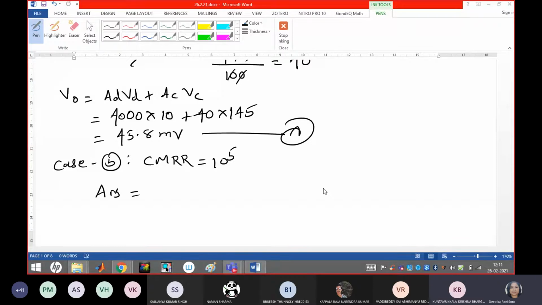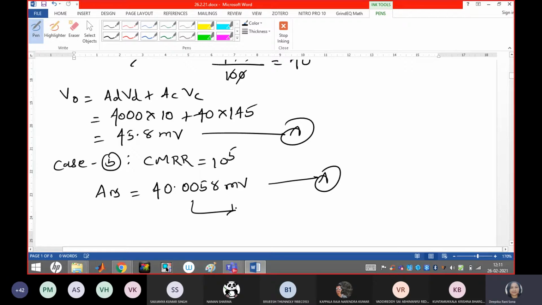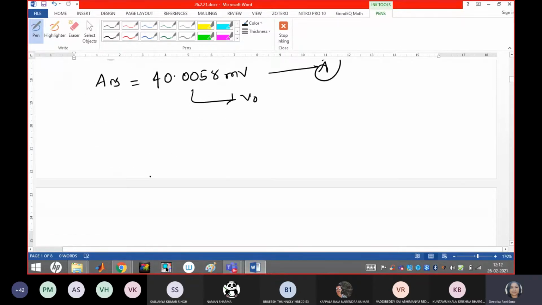40.0058 millivolt. Yes. 40.0058 millivolt is the answer for the second case for V0, right? So others, those who are calculating, just note down the value and check your answer later. Then example 2.